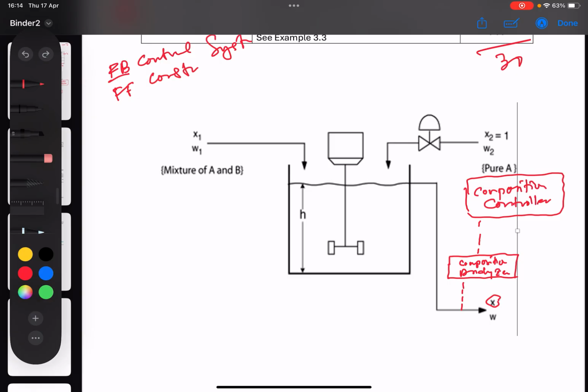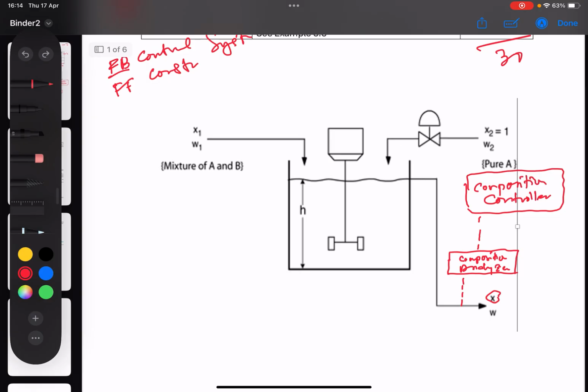The composition controller over here will decide either to fully close, fully open, or half close this valve, based on the reading sent from the composition analyzer over here. So if you notice, from the measurement of the X over here, my line is actually a dotted line. See here, but then from here it is a full line.